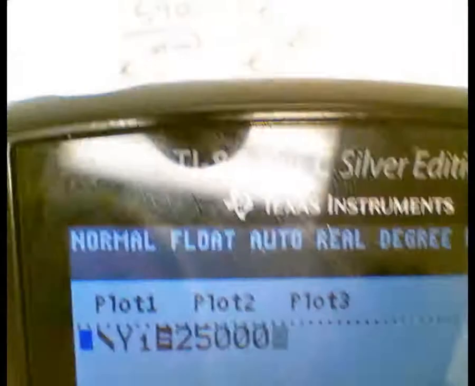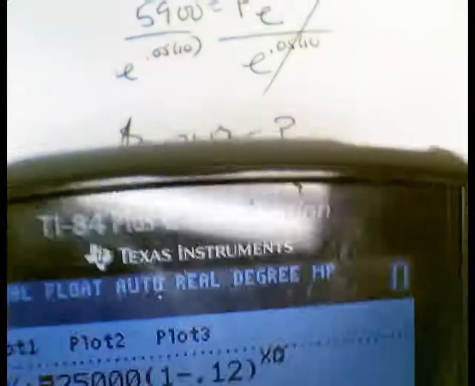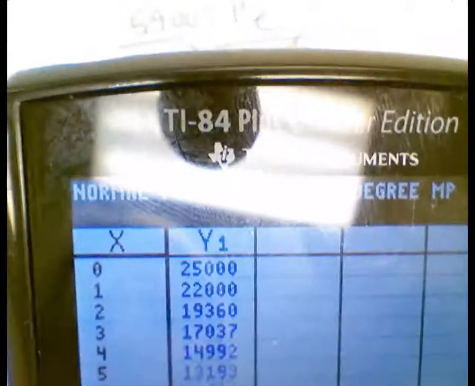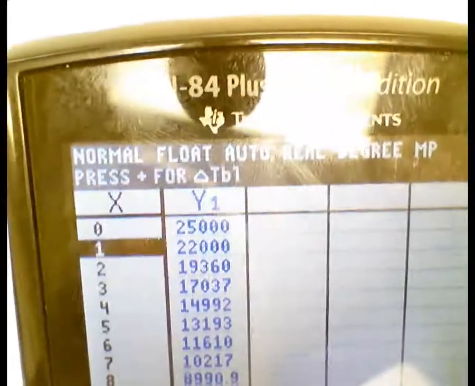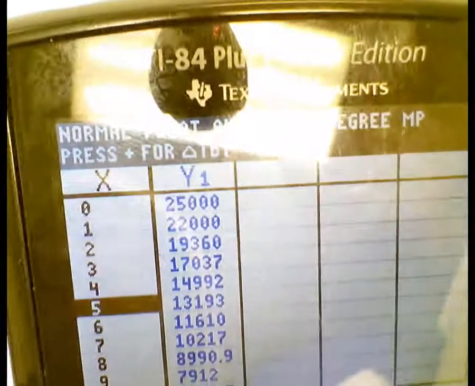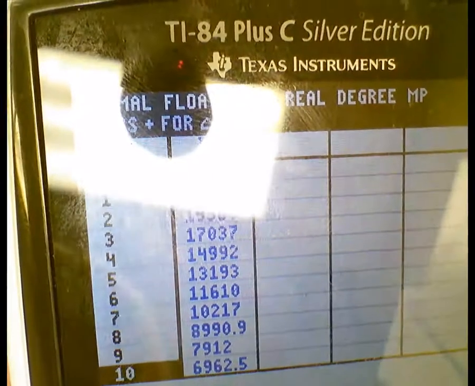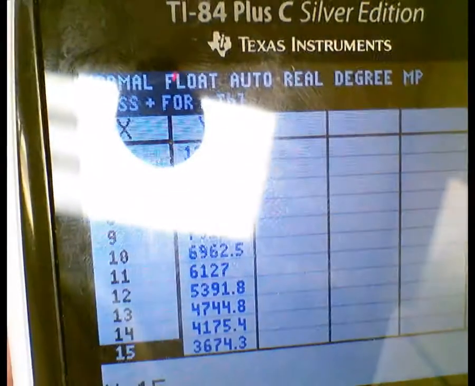25,000 parenthesis 1 minus 0.12 raised to the x power. So I'm going to set my table up so it starts at 0. Second, table, start at 0, and I'm going to look at my years. Do you see these numbers? It started at 25,000, and after 5 years, your car is only worth about 13,000. After 10 years, the car is worth $6,962. After 15 years, if it's still in good shape, $3,674.